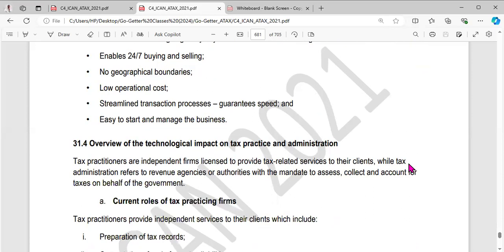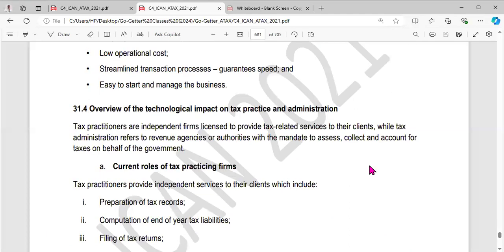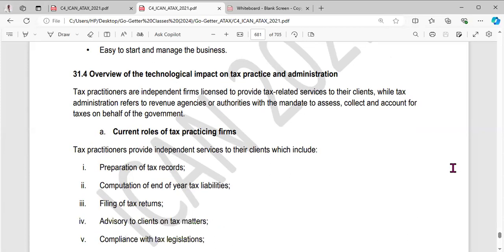Now, what is the impact of technology on tax practice and administration? Tax practitioners are independent firms that provide tax-related services to their clients. For example, Go Getter Professional Consult is a tax practicing firm, while tax administration refers to government agencies that are mandated to collect taxes on behalf of the government.